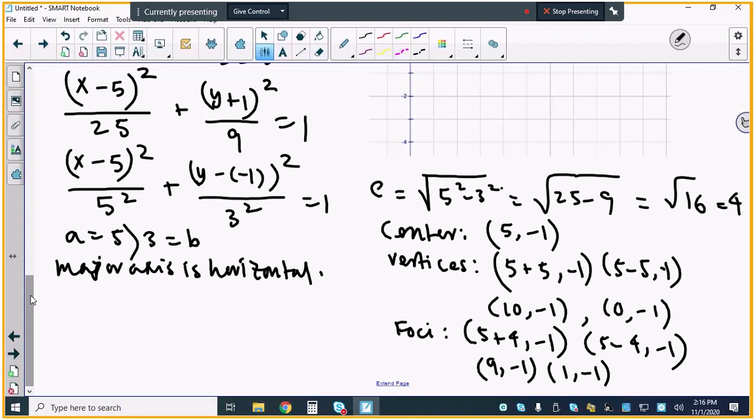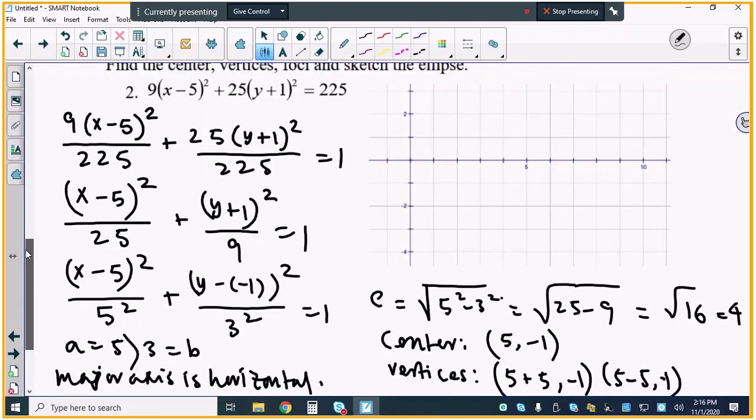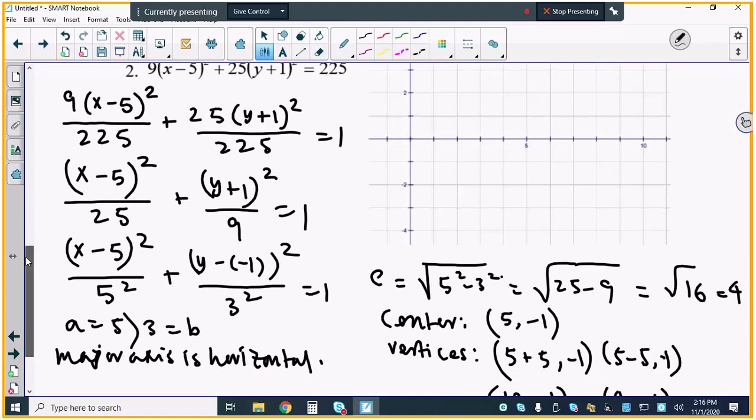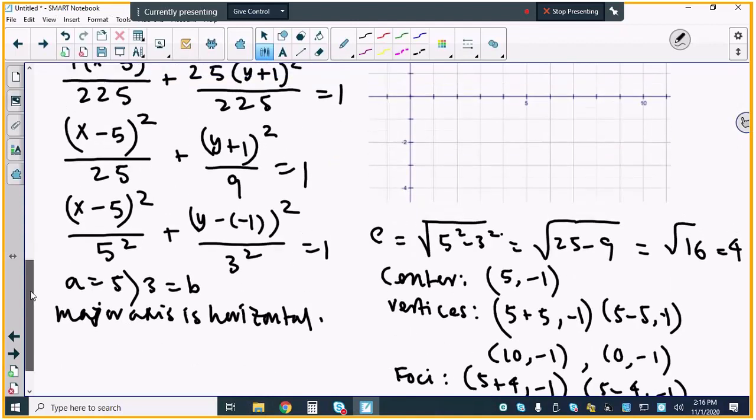And then finally, we're going to draw this situation. So first and foremost, there are two vertices of this ellipse, and these are (10, -1) and (0, -1). So let's do that. (10, -1) is here, (0, -1) is going to be here. So these are the two vertices. The major axis is going to be 2 times a, so 10 units long, that's from 0 to 10. The minor axis is going to be 2 times b, so 6 units long.